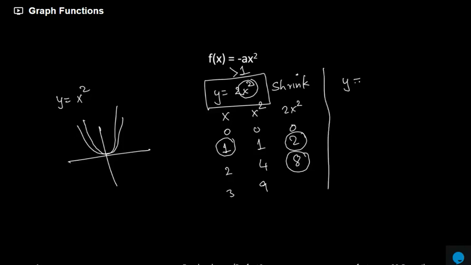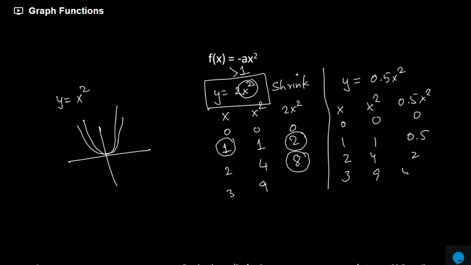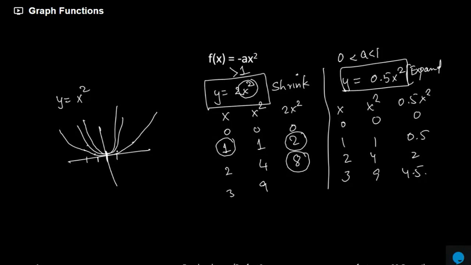Similarly, if I say y is equal to 0.5x squared, then for the same value of x, I'm going to get a lesser value for y. That means my graph is going to become wider, or the graph is going to expand in this case. Which means if I multiply the coefficient of x squared by a number between 0 and 1, then the graph is going to expand.